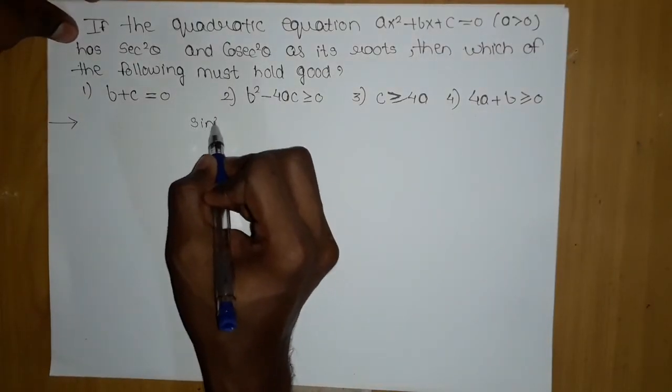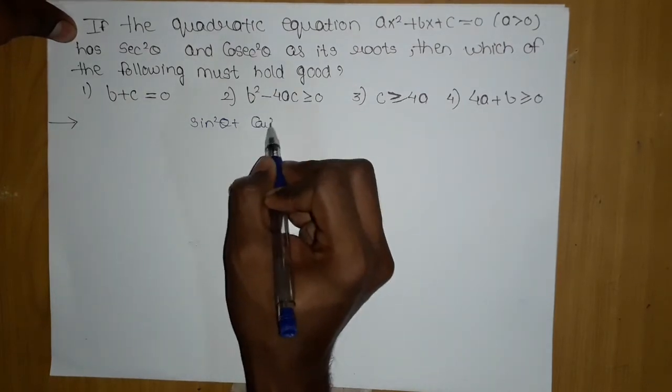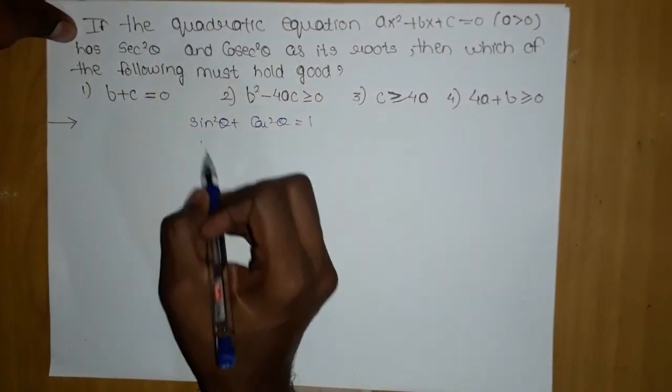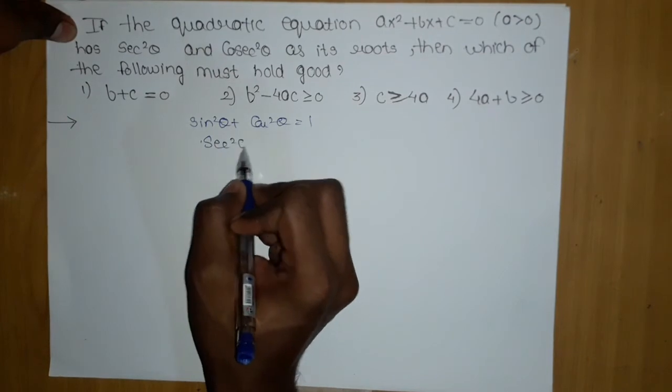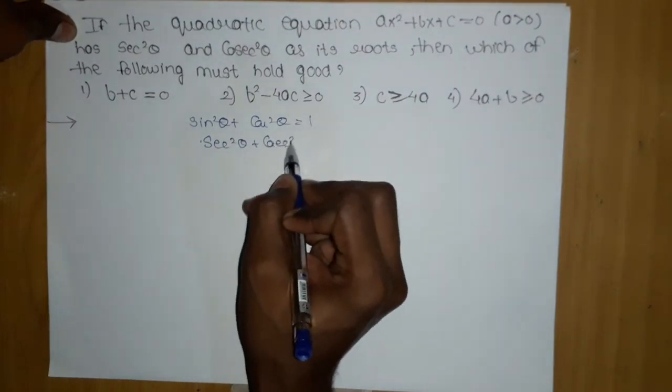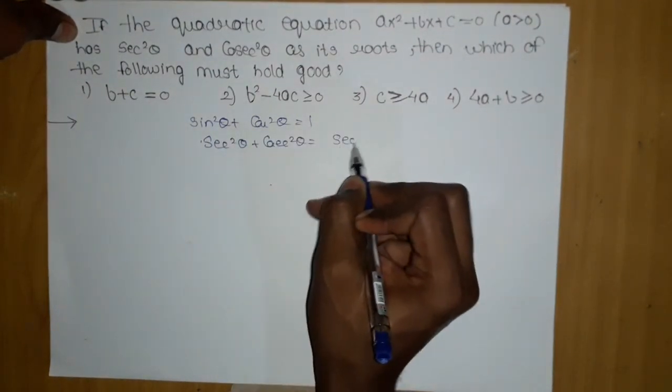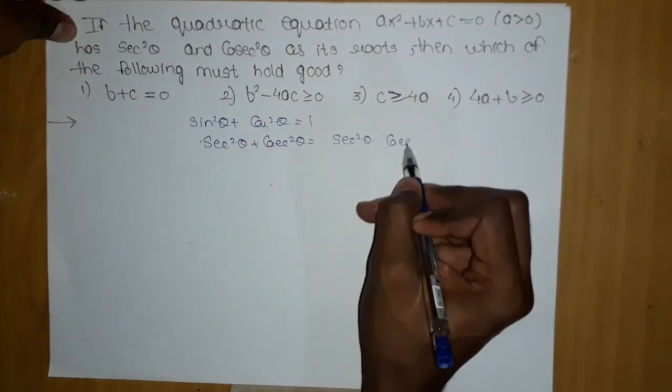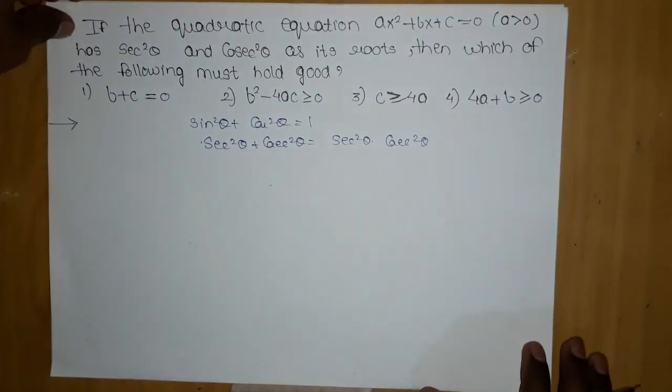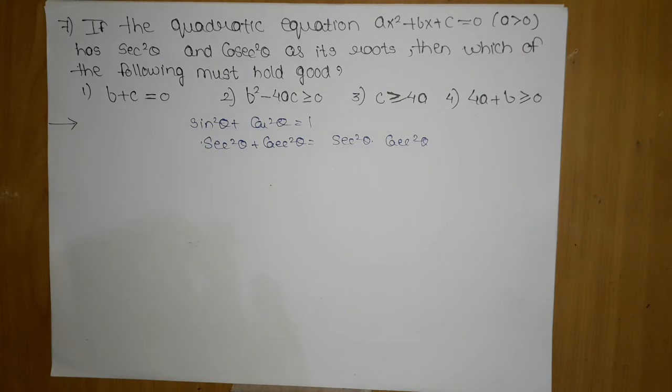You know sin square theta plus cos square theta is equal to 1. Just replace it, then you will get from here sec square theta plus cosec square theta is equal to sec square theta dot cosec square theta. Now here sum is equal to product, condition we got. Then what does it specify? It specifies that if I take sum and product, then they will be equal.